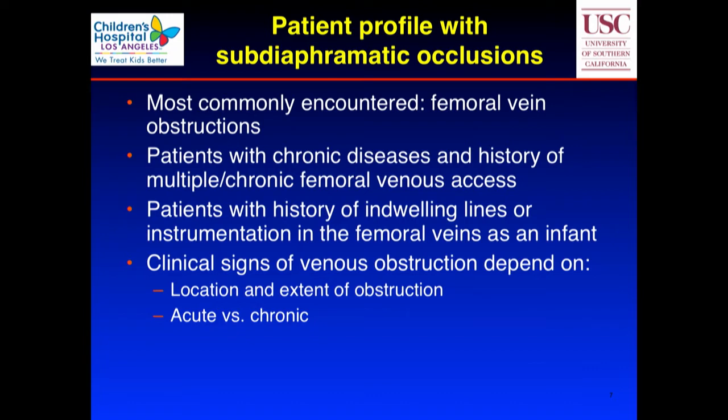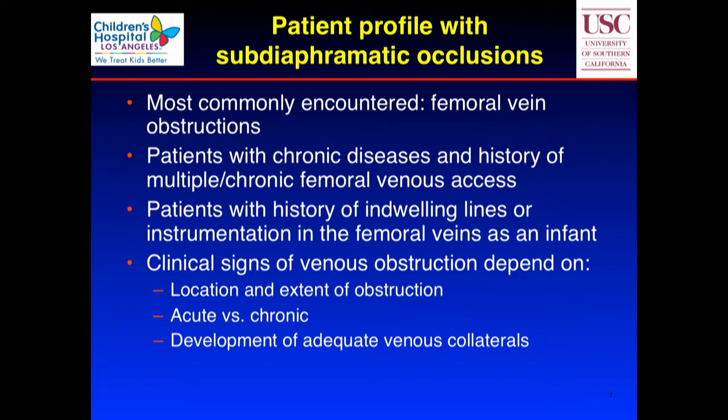But the collaterals don't usually keep up with the normal flow. Think of LA traffic. If you get blocked on a highway, what do you do? You find an exit and you go off through local streets and get back on the highway later on. That's what the body does. They'll make collaterals, but you can never be as efficient as if you can go down the main highway.